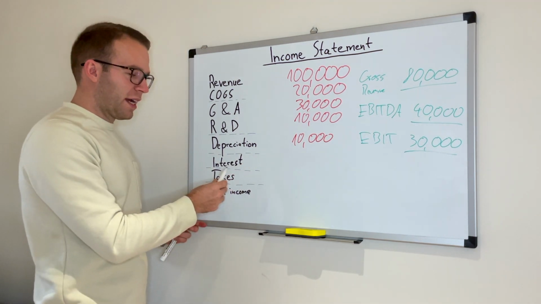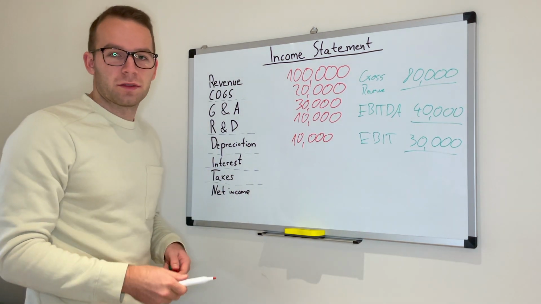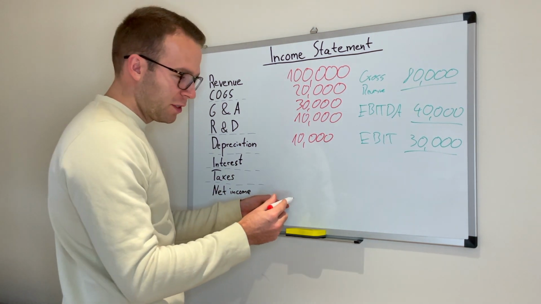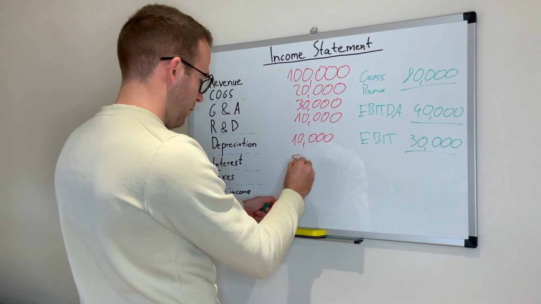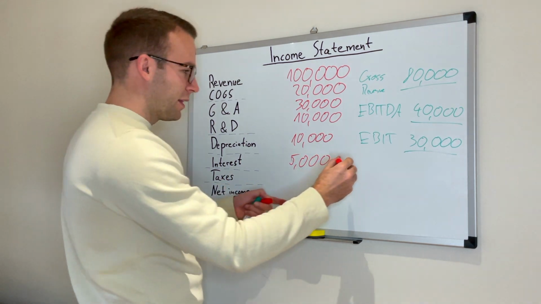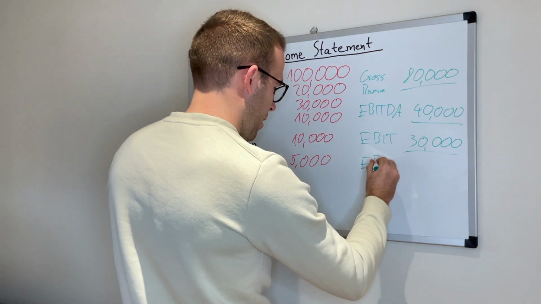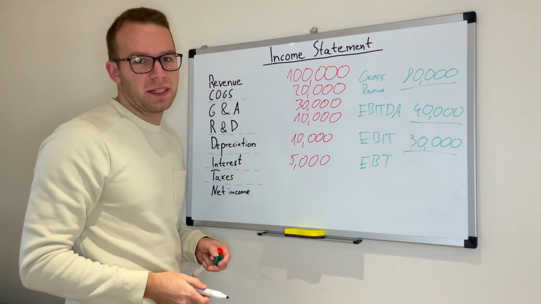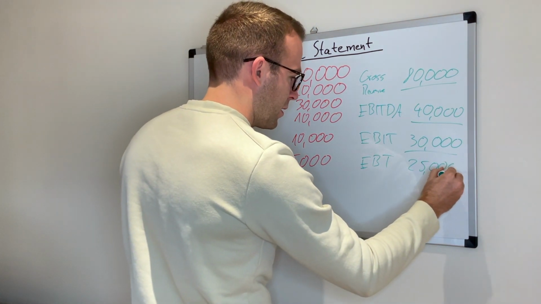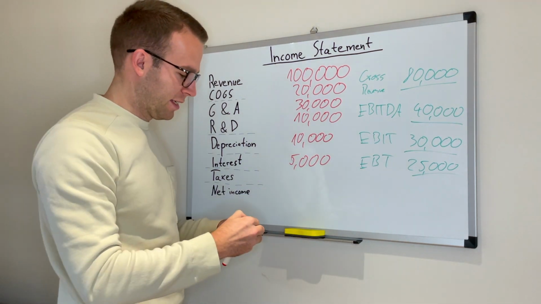Now we subtract the interest that the company had to pay on its debt, so on bonds or loans that the company has. The interest payments were 5,000. And this stage is called EBT. It's not used that often. In our case, it's 25,000. And what it means, basically, is earnings before taxes.